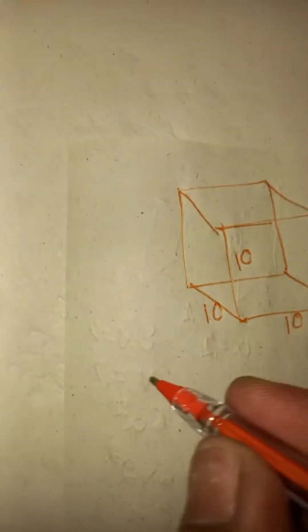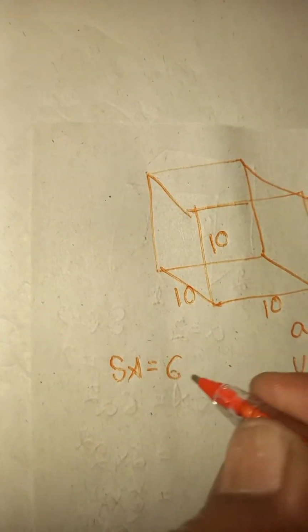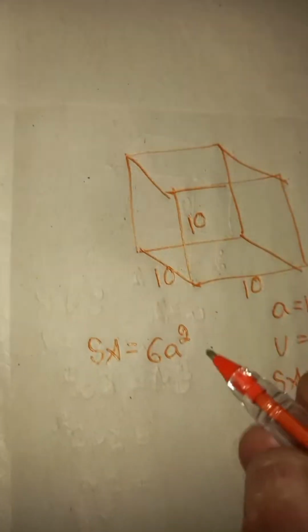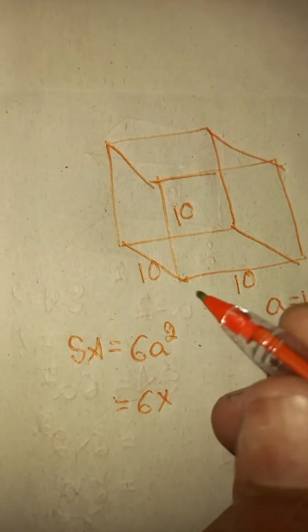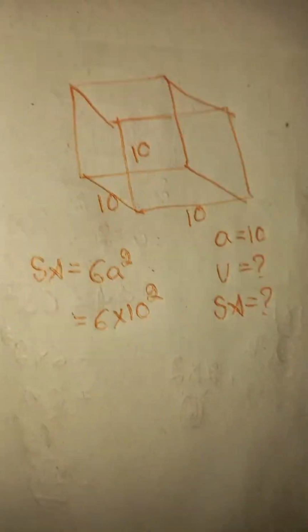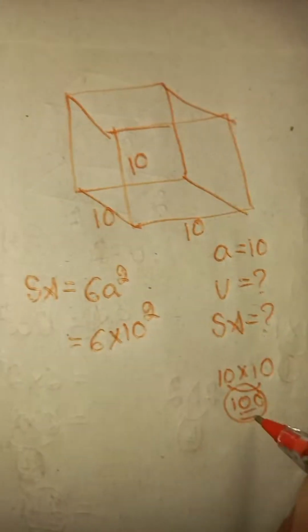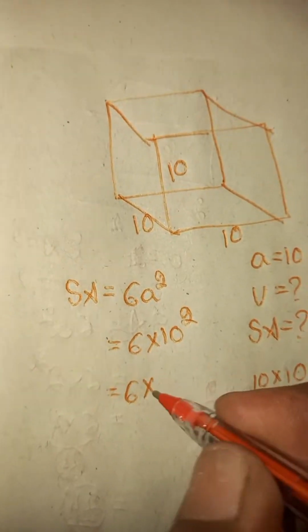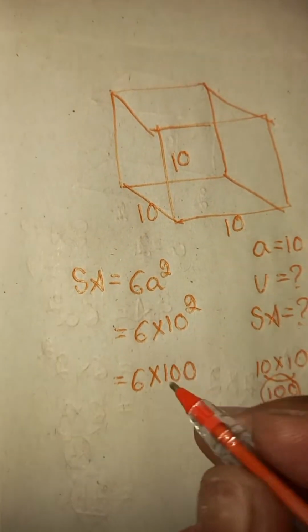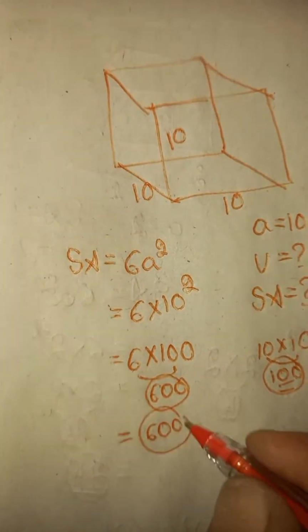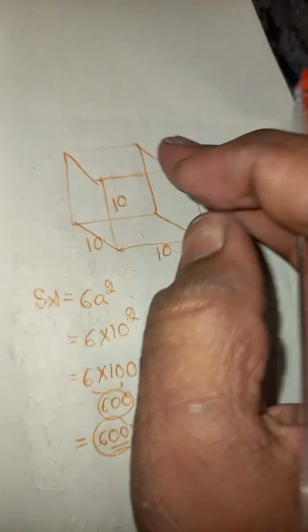The surface area of the cube can be written as 6a square. The 6a square you can write as equal to 6 times the side length, which is 10 units, 10 square. 10 times 10 becomes 100. So this is 6 times 100 units. 6 times 100 is 600. So 600 square units is the surface area of this cube.